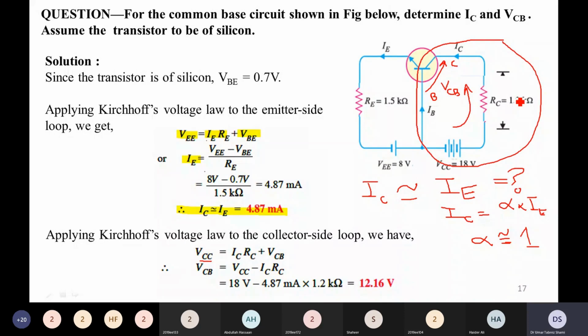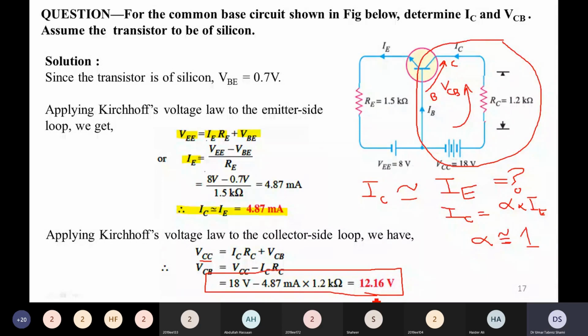Here VCC is the voltage rise. Voltage across RC is called VRC, and it is equal to the collector current multiplied by RC, and VCB is the collector base voltage. So VCC is equal to IC RC plus VCB. We can rearrange this equation for VCB and we find that VCB is equal to 12.16 volts. So this is our second part of the solution, and this was example 1.